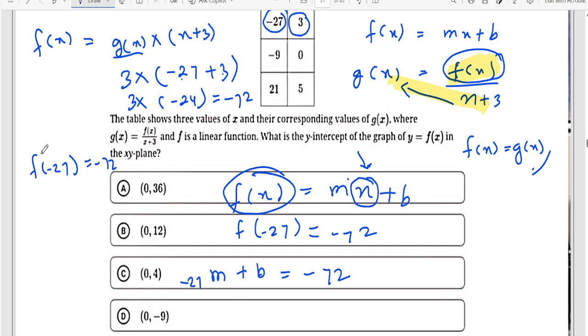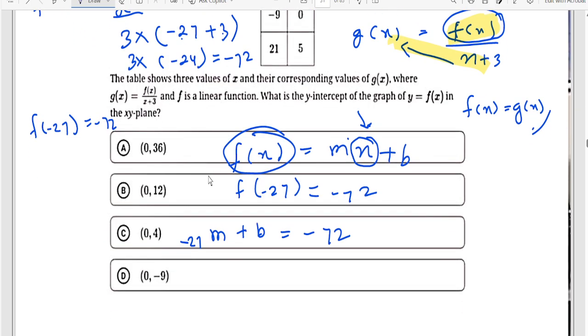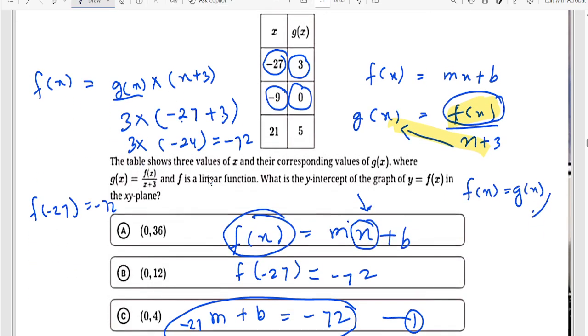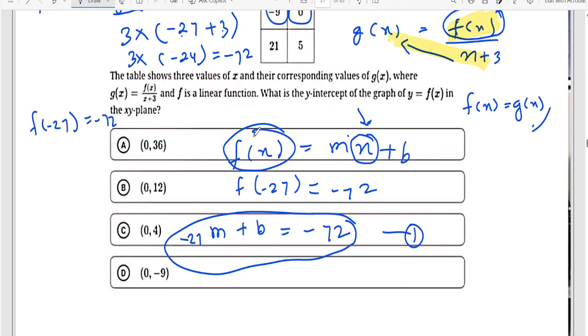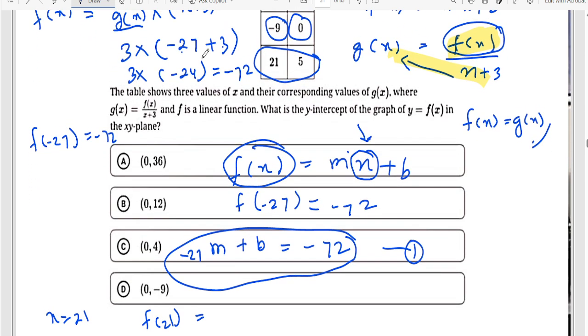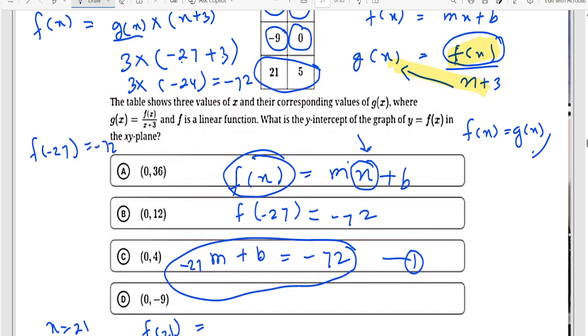Now I need one more equation to solve it, right? I got one equation, and for the other equation I can use another pair of values, negative 9 and 0. So this time, let's say I take the third value, 21 and 5. So f of 21, if I find f of 21, that means I'm taking x equal to 21. So again I'm going to put it in the same function, g(x) times x plus 3.